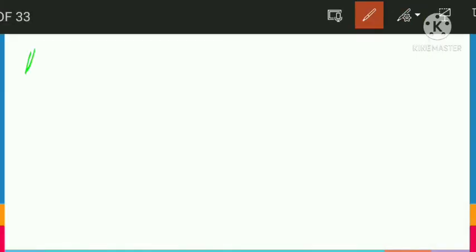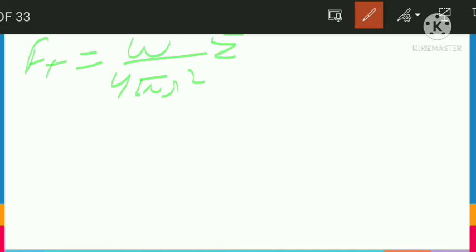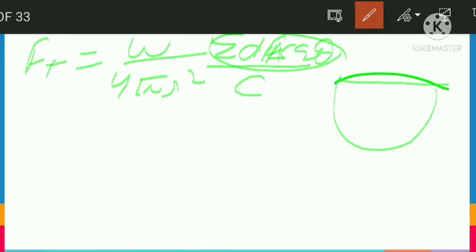So friends, we can write F total equals W upon 4 pi r square, summation dF cos theta dA cos theta upon C. This dA cos theta, let me show you what it is. Actually, we have a hemisphere. Here we have a surface having dA, and this surface acts as a normal vector. It has a component here and a component here. Let's say it is theta.